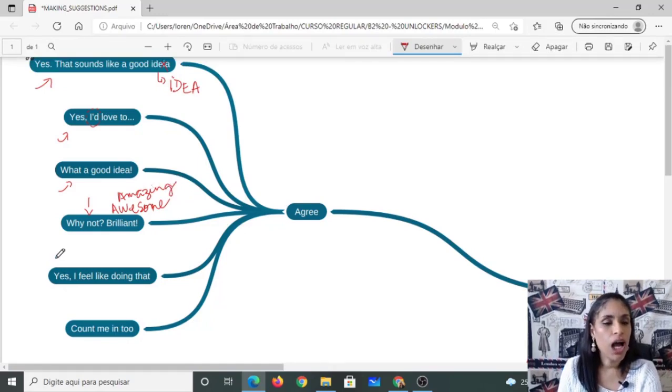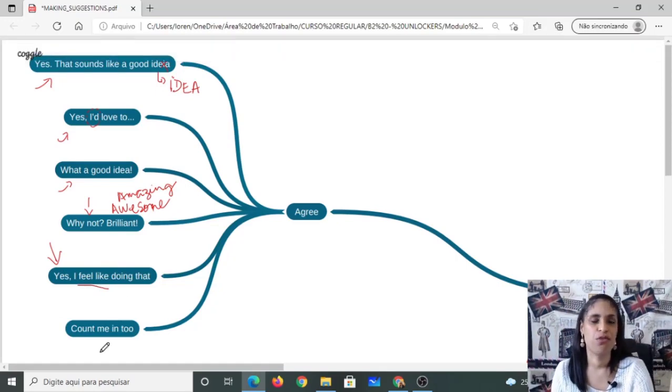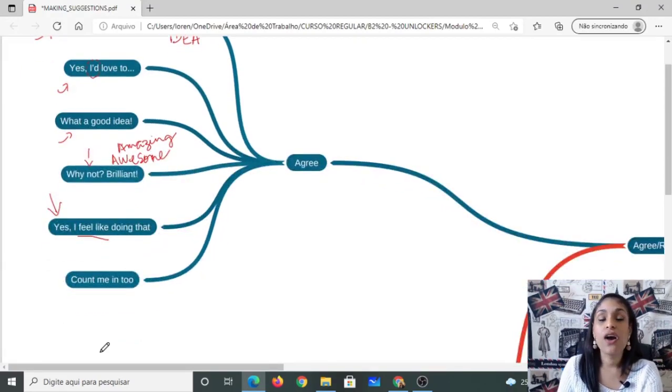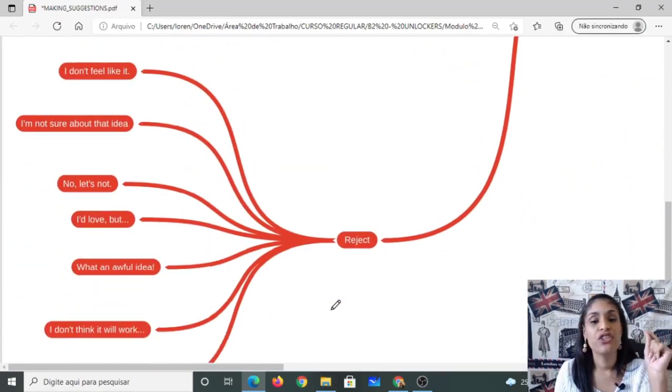Great. I can say, yes, I feel like doing that. When I use this expression, the way it is, que eu tô com vontade de fazer, que eu tô na vibe, que eu tô no mood de fazer aquilo. Okay? And you can say that, count me in. That idea is, conte comigo também, aí dentro, né? Conte comigo fazendo isso aí. Count me in. Count me in. Okay? Agreed.